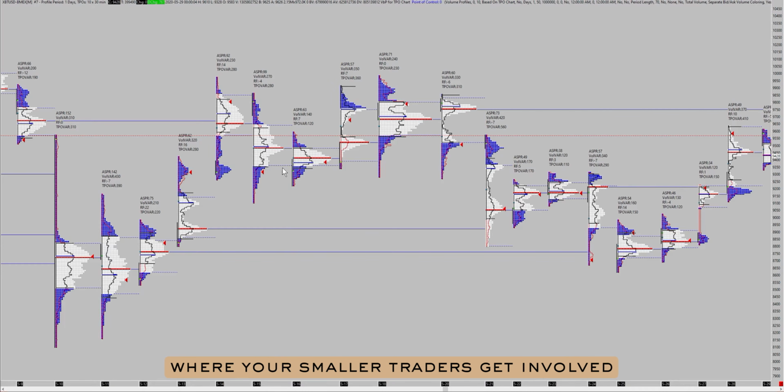So this is sort of where your smaller traders get involved. You have much more certainty getting involved at a higher time frame structure, so towards the high, where you see absorption up here, and you know that you're fading larger participants if you're trying to go against them, but you're working with that flow if you're taking that direction, right?